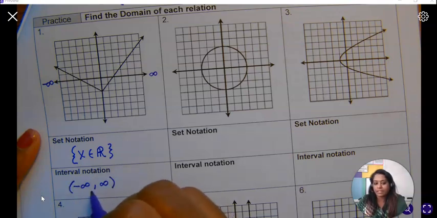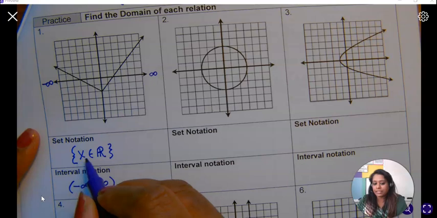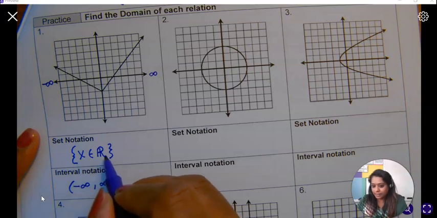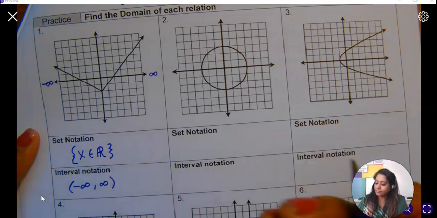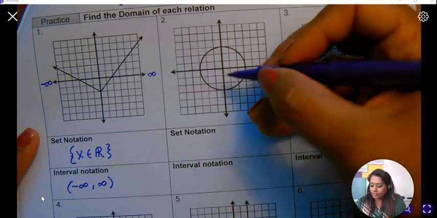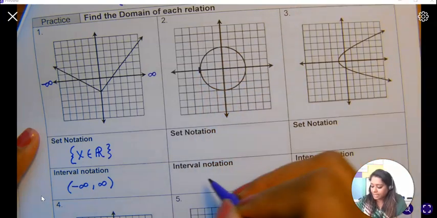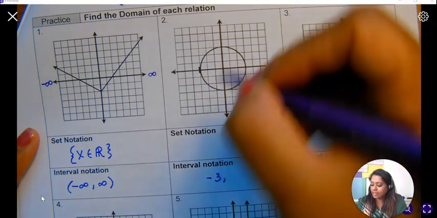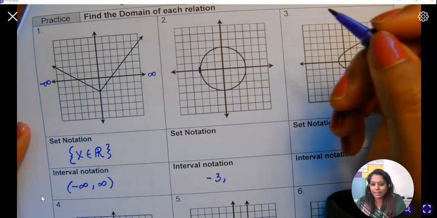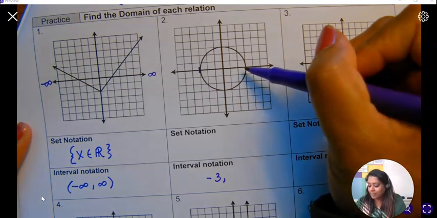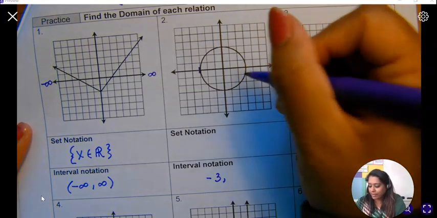When you have something like this, in set notation, we say all real numbers. Okay, so that's that. Over here, when I have this graph, I look at the leftmost point, which is at negative 3, and then it's stopping at positive 3 right there.